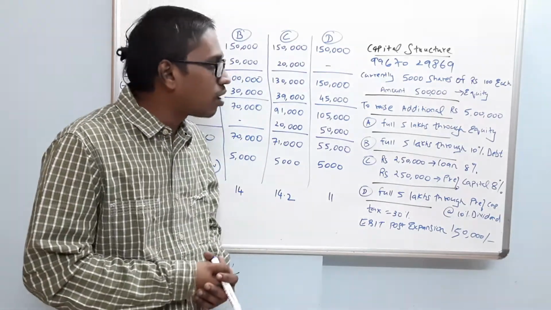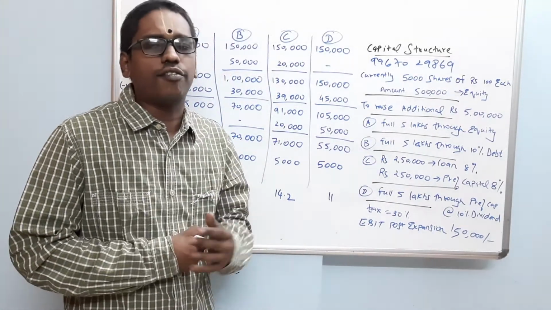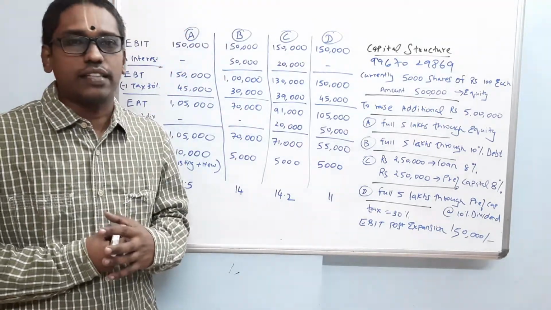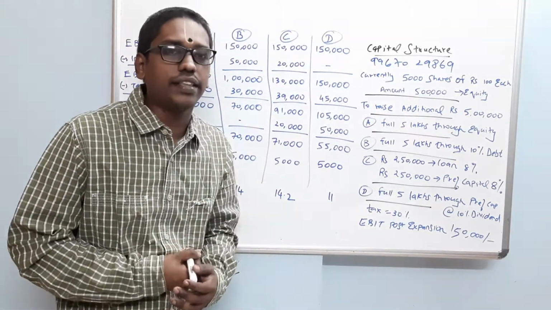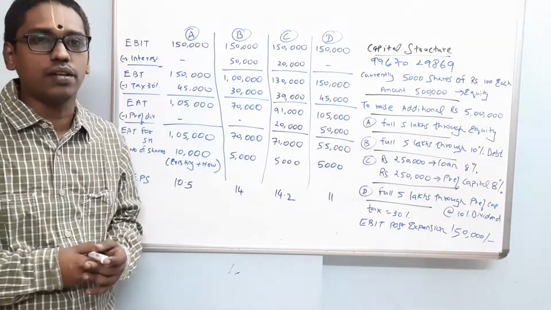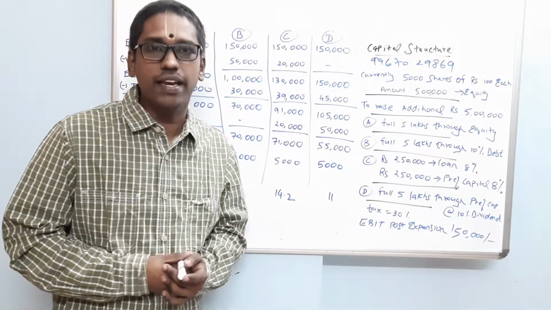So, in this small clipping, let us look at what is capital structure planning, and we will look at one method, that is how to design the capital structure considering highest or maximum possible earnings per share, EPS.